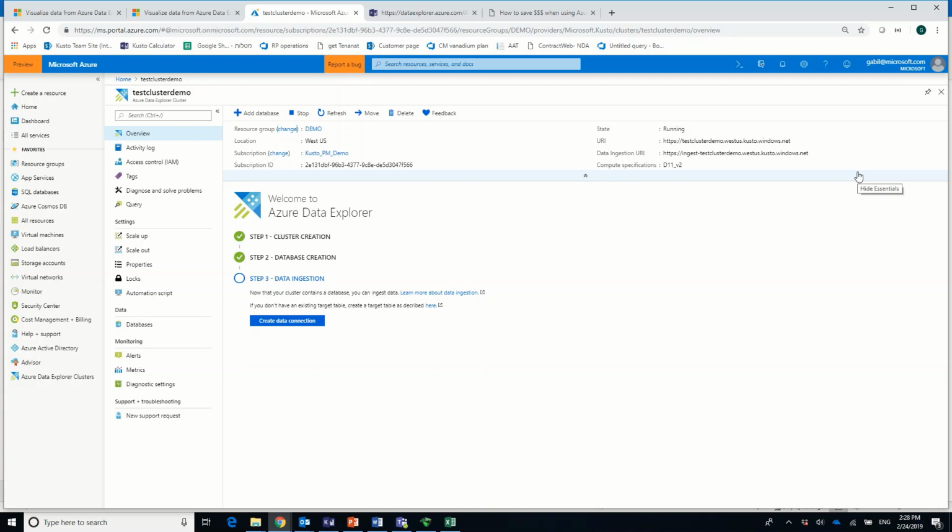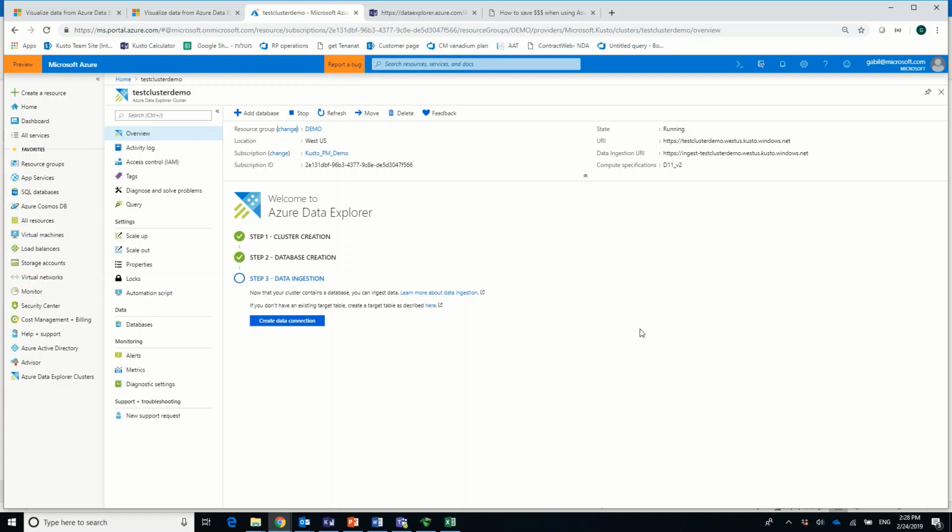In this video, I will cover cost breakdown of Azure Data Explorer clusters. I will also propose some cost optimizations. First thing we need to understand is the SKUs that Azure Data Explorer supports.